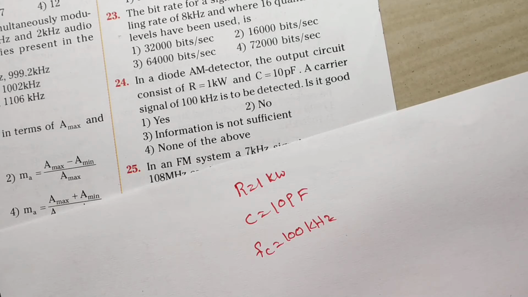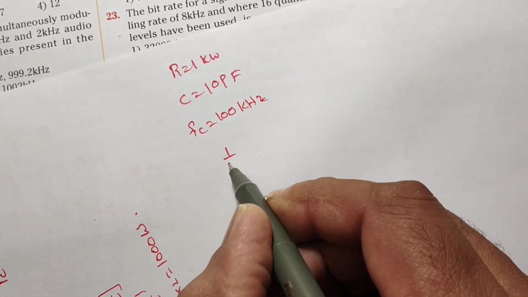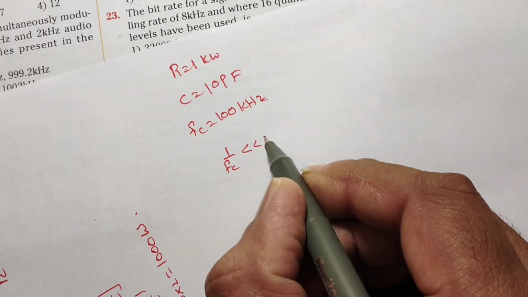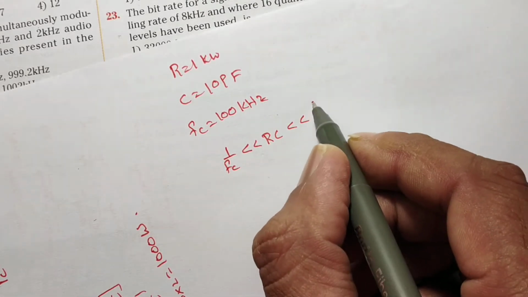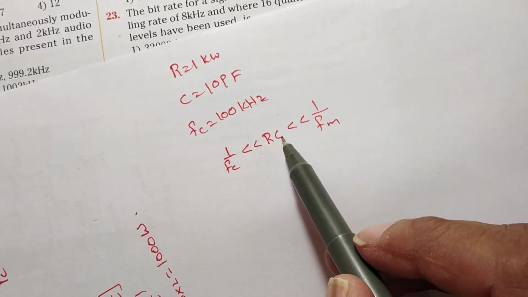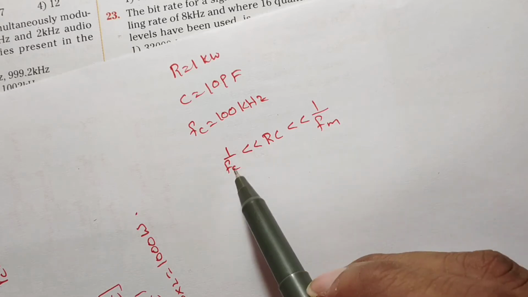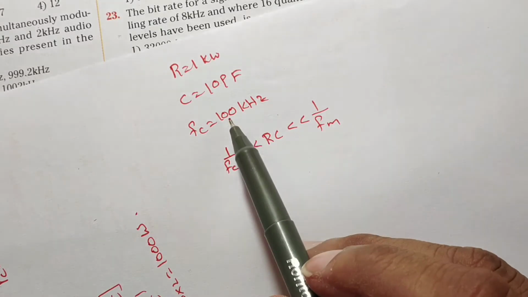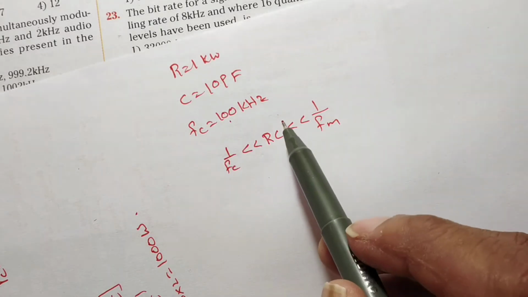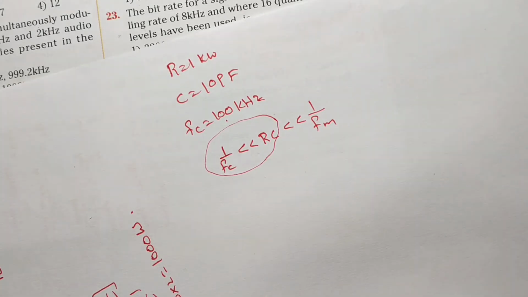For any detector, one condition should be satisfied. The condition is 1 by FC should be less than or equal to RC, less than or equal to 1 by FM. R means resistance, C means capacitance, FM means modulating signal frequency, FC means carrier frequency. We check whether this condition is satisfied or not. If satisfied, yes; if not, no.